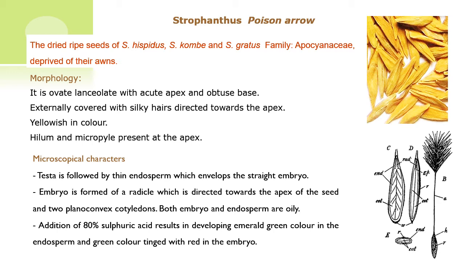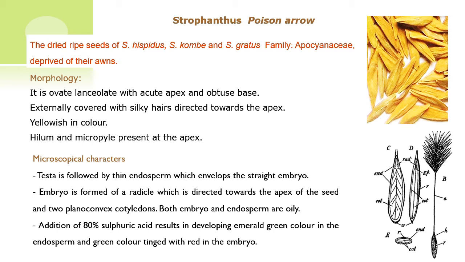The seed is ovate lanceolate in shape with acute apex and obtuse base. The seed is covered externally with silky hairs directed to the apex. Seed has yellowish color. Hilum and micropyle are present in the apex, which is similar to linseed, as hilum and micropyle in linseed are situated in the depression of the narrow end.